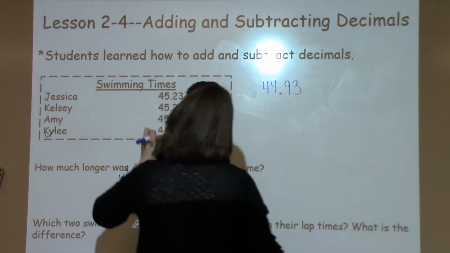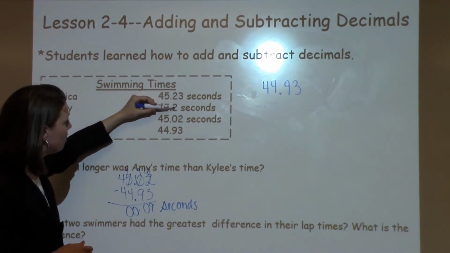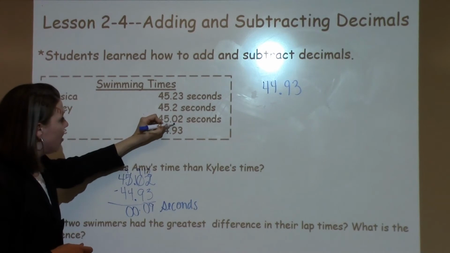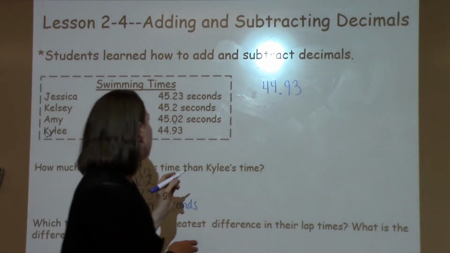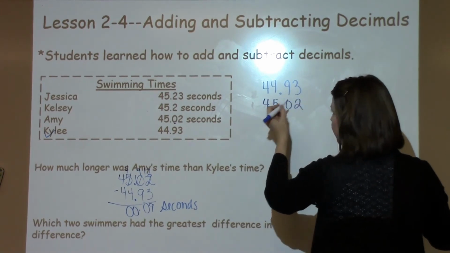I look at the next one. I've got 45, 45, 45. Looking at my 10th spot, I've got a 2, 2, and a 0. I know that 0 is less than 2, so I know that Amy is next with 45 and 200ths.